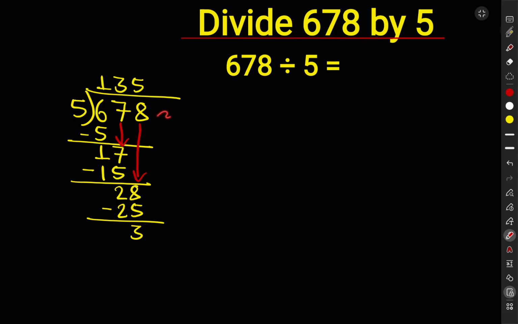So now we have no other number to put down. So we put a decimal here, so that we put zero. So it is 30 and 5 times 6 is 30. On subtracting, we get zero.